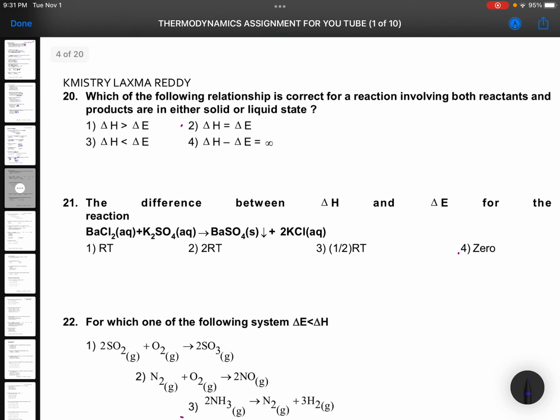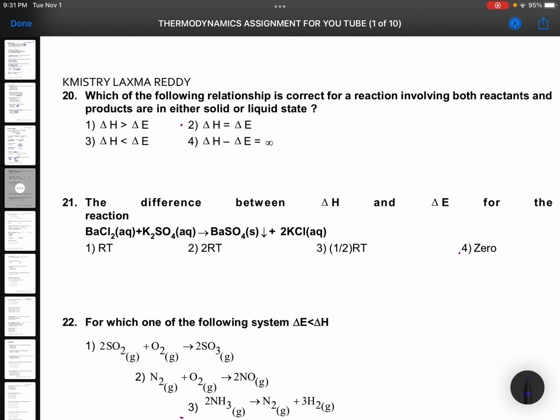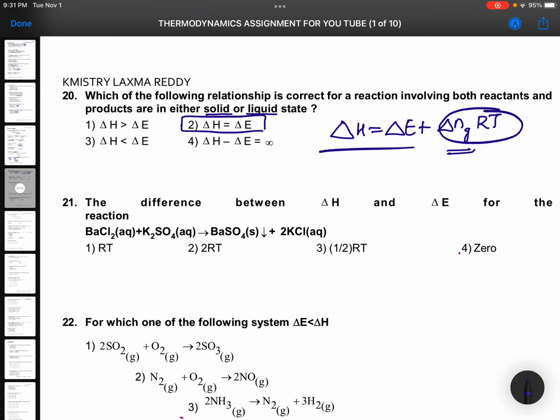20th question. Which of the following relationships is correct for a reaction involving both reactants and products in either solid or liquid state? Solid or liquid state means delta H is equal to delta E, because the relation is delta H equals delta E plus delta n g RT. For the gaseous state, we take the difference in the number of moles.